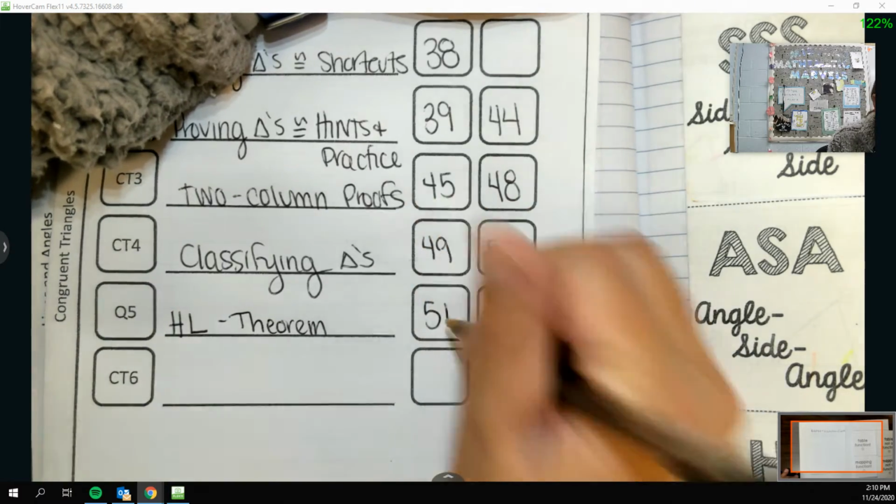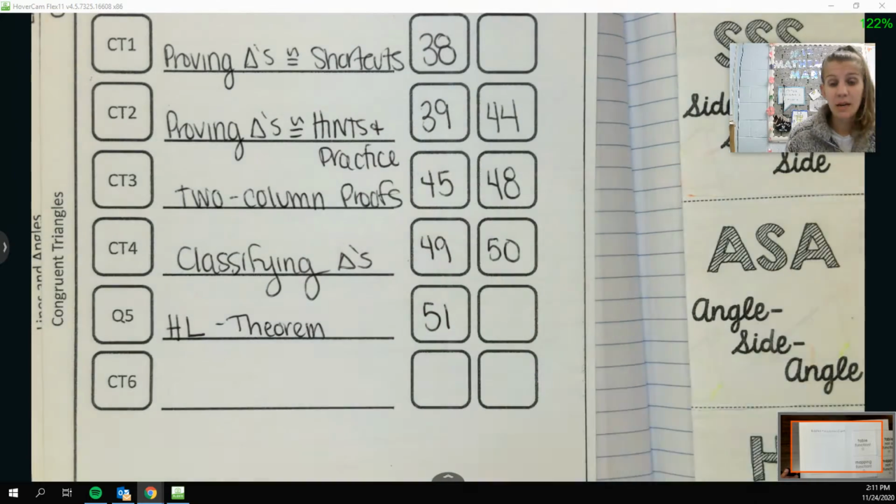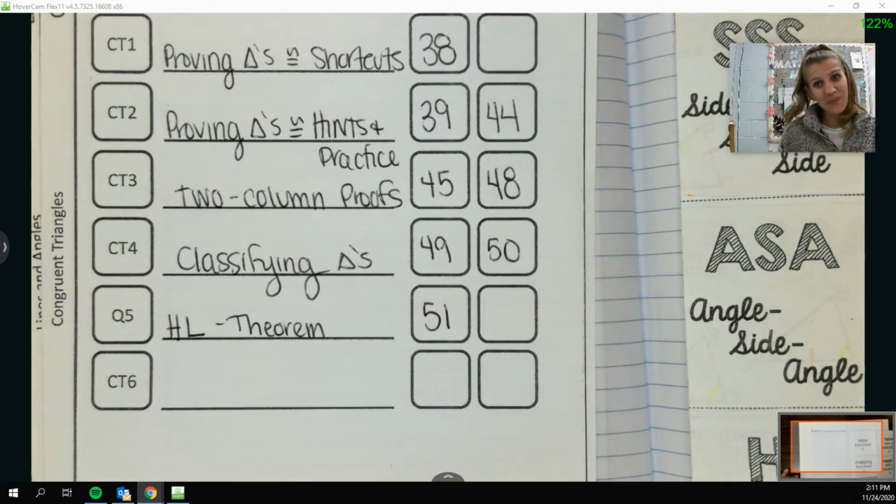And we're going to do that on page 51, but we're also going to kind of go throughout and fill out some things that we haven't done yet.